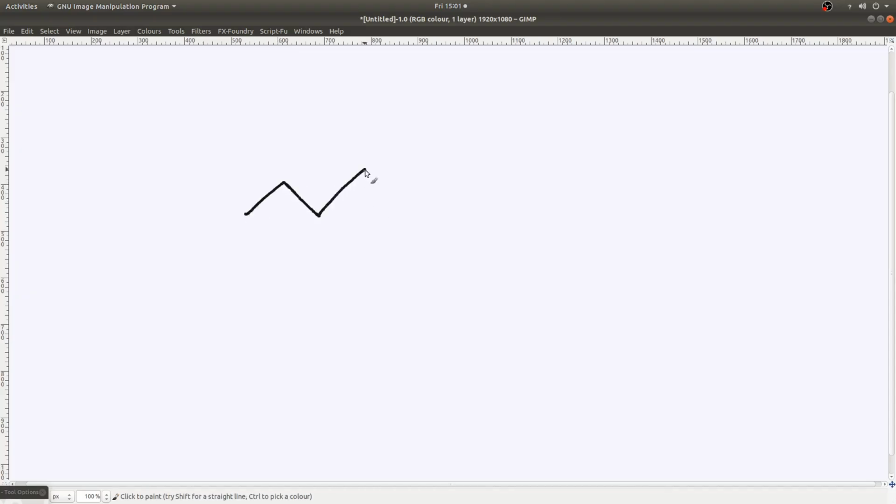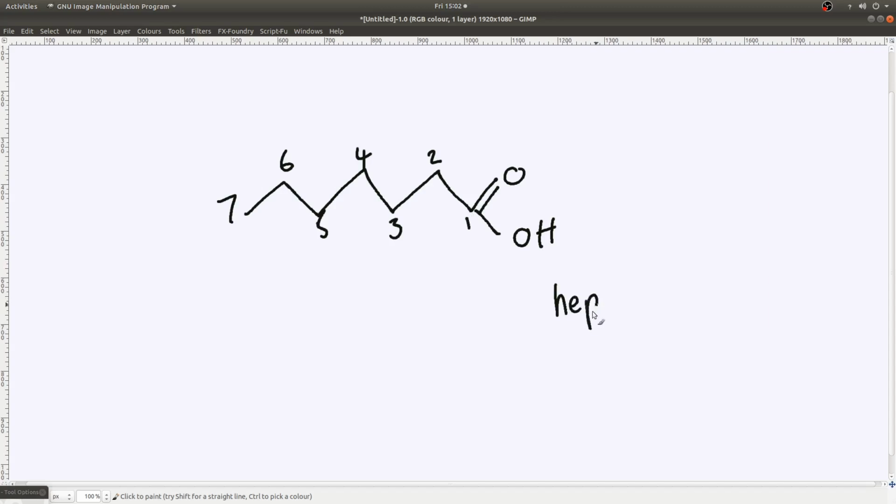Again, perhaps let's try another one. How many carbons? Well, we've got 1, 2, 3, 4, 5, 6, 7. Carboxylic acid. Recognise the carboxylic acid group at the end of the molecule. If it's 7, it's going to be heptanoic acid. And there we are.